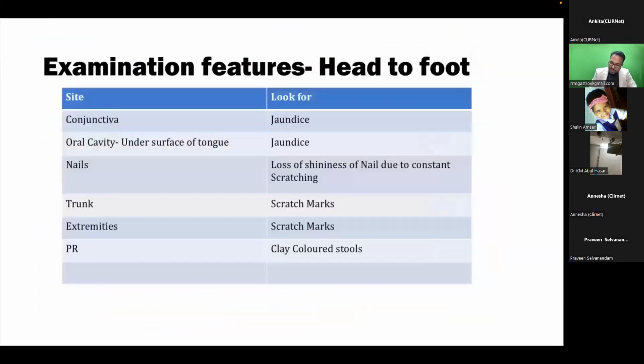What are the things you should see in obstructive jaundice from head to foot? Conjunctival jaundice, oral cavity jaundice on the undersurface of the tongue, and the nails, where you should look for shininess. In the trunk and extremities, look for scratch marks. On per rectal examination, you should look for clay-colored stools. All these are examination features you should not miss in obstructive jaundice. I'll tell you finally, if you get an obstructive jaundice case, it is one of the easiest cases to pass in the exam. Definitely the examiners will be very happy if you tell a few points, especially interesting points like this, and you will definitely pass.